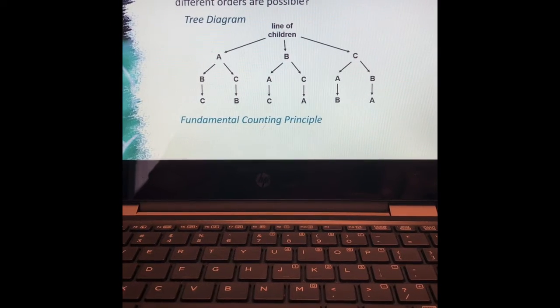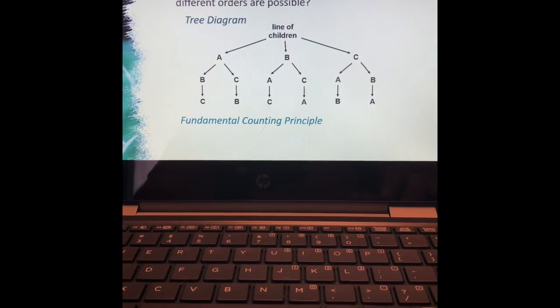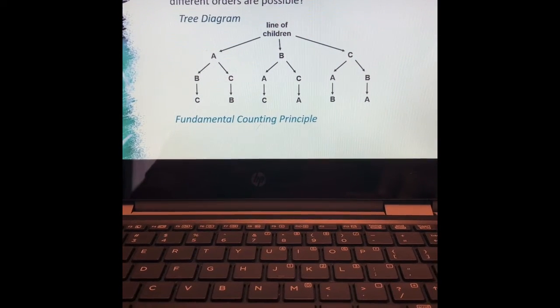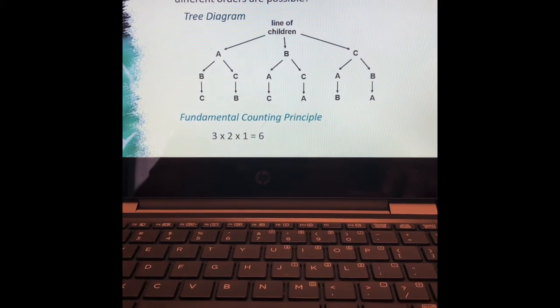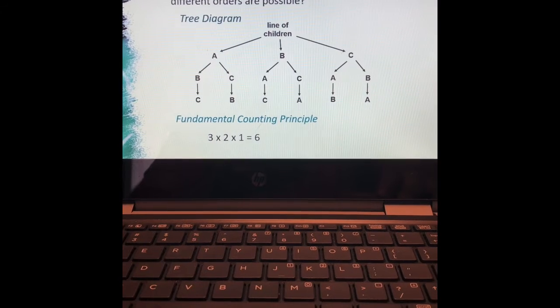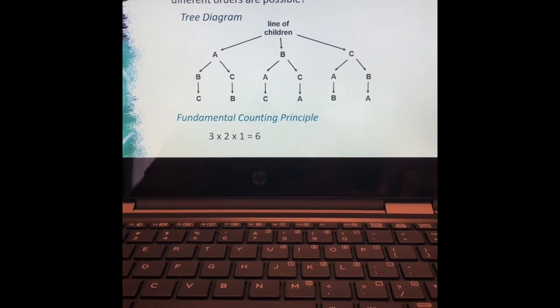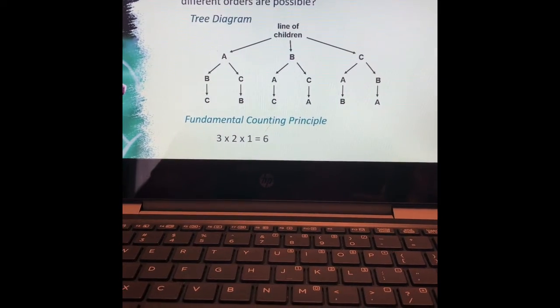The fundamental counting principle would be 3 decisions in position 1, 2 in position 2, and 1 in position 3. So 3 times 2 times 1 is 6. That is fundamental counting principle. How would we do that with factorials? Because factorials will actually make this shorter, and we're about to show you that.